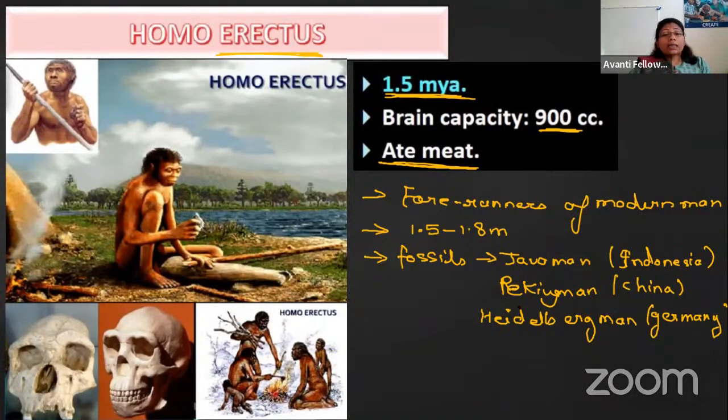And as they started eating meat, they also gave us evidence that these are the ones who discovered fire. As you can see in this right picture, they are the first human beings, the evolutionary human beings, who discovered fire. So till now, is everything clear to everyone?